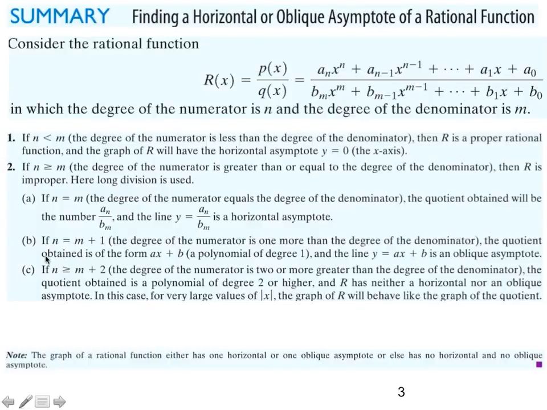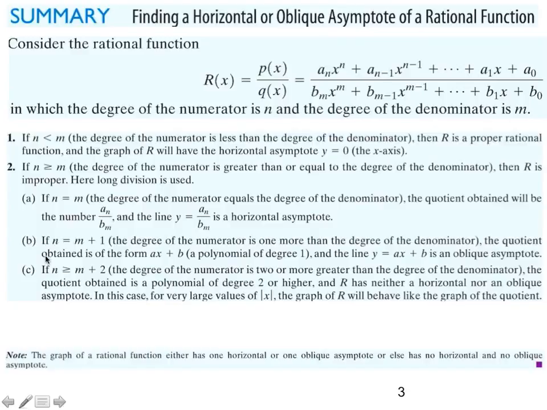Now, if n is equal to m plus 1, meaning that the degree of the numerator is 1 more than the degree of the denominator, then the quotient obtained is in the form ax plus b. So it's some polynomial of degree 1, and the line y equals ax plus b is an oblique asymptote. If n is greater than or equal to m plus 2, meaning that the degree of the numerator is 2 or more larger than the degree of the denominator, then the quotient obtained is a polynomial of degree 2 or higher, and we say that it neither has a horizontal nor an oblique asymptote.